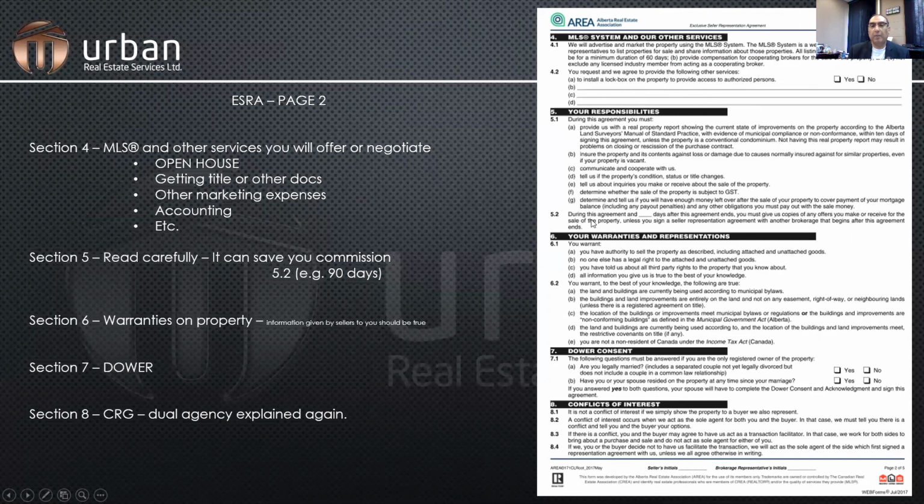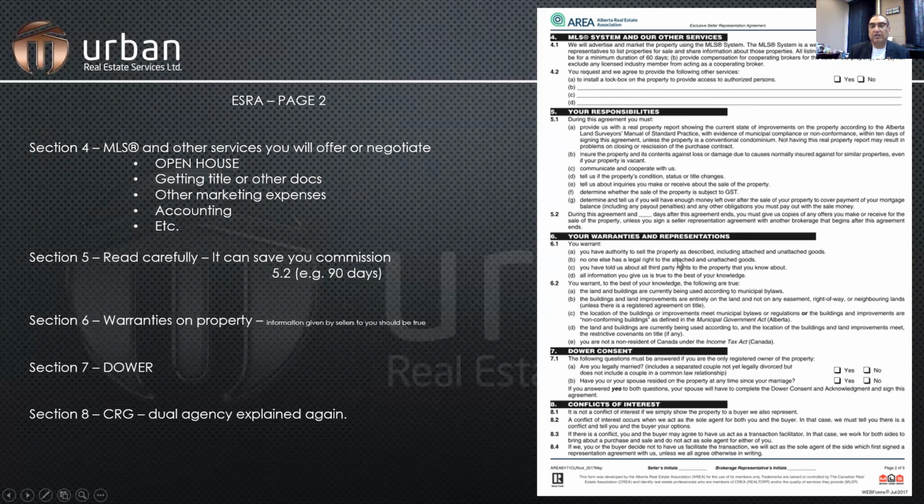5.2 specifically, during this agreement and dash days, usually 90 days is a good figure to put here. This basically says that after this agreement ends, the end date, which was on the previous page, 90 days after this agreement, if anyone comes back and says, okay, I looked at that house during those 60 days and I want to put an offer, then you are still eligible for commissions.